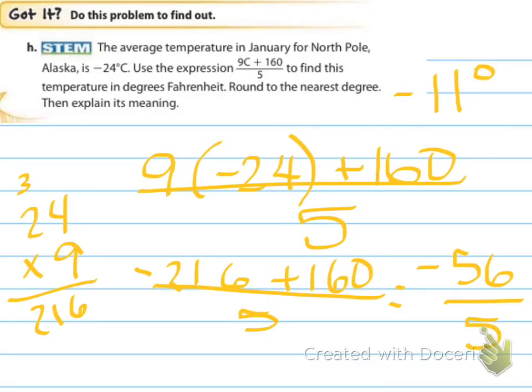Alright, so we'd have 9 times -24, and that would be -216. Add that to the 160, and that would be -56. And then we would divide all that by 5, and so it said to round to the nearest degree, so we'd say -11. Alright, so -11 degrees Fahrenheit is about the equivalent to -24 degrees Celsius.